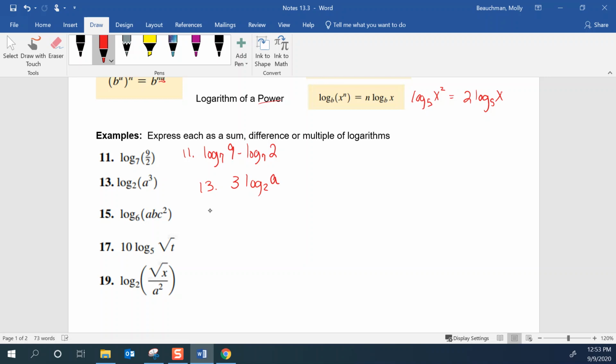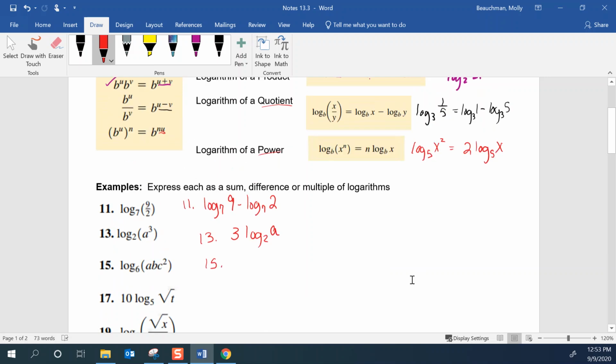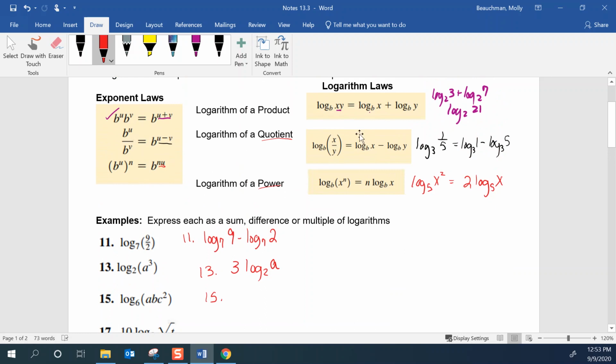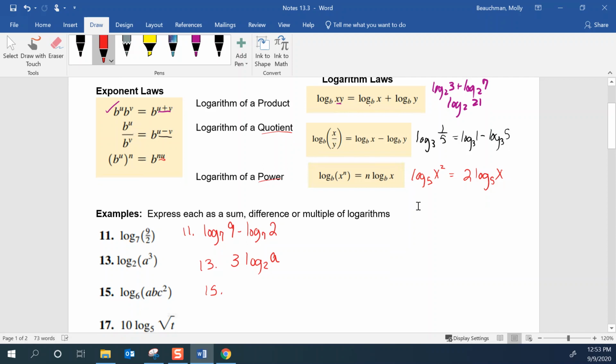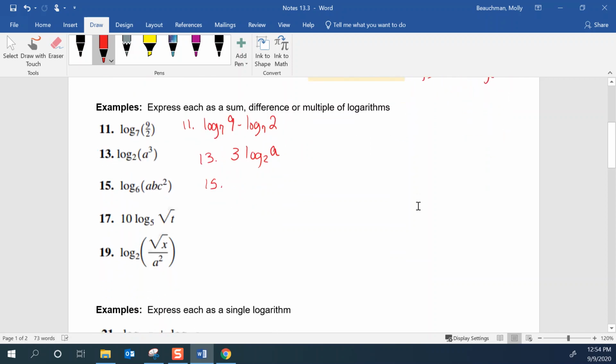Number 15, we get a little bit more complicated, and it takes a couple of steps. We have log base 6 of a times b times c squared. We have 3 items multiplied together. So we're going to use the first property of logarithms, which means if you take the log of items multiplied, then we can add each together. So that's going to equal the log base 6 of a plus the log base 6 of b plus the log base 6 of c squared.